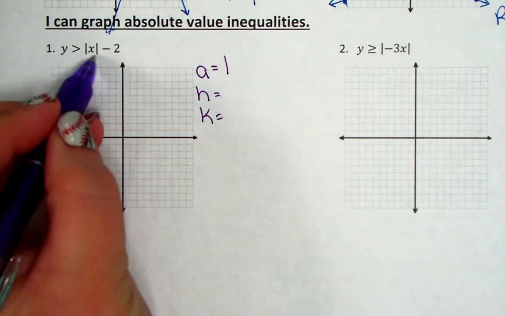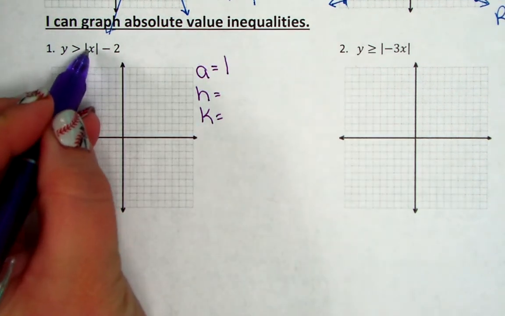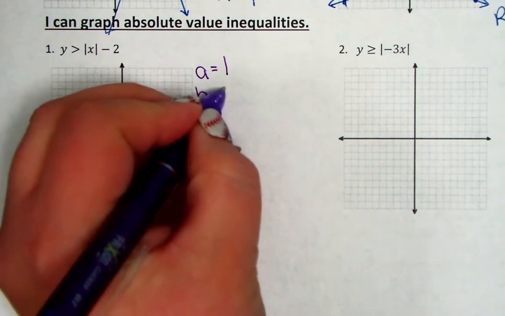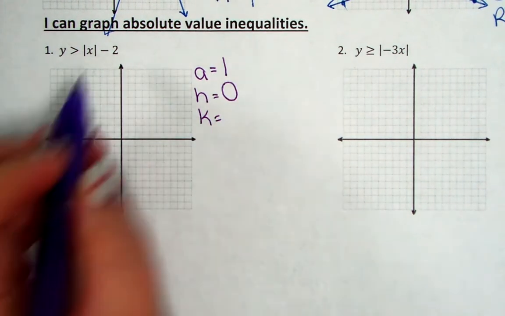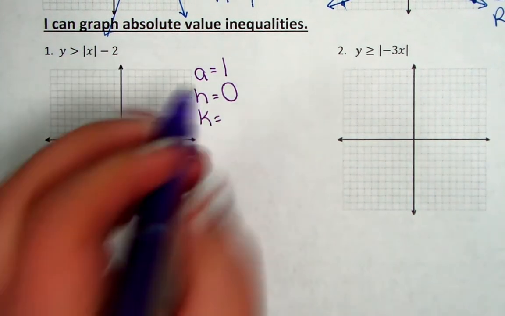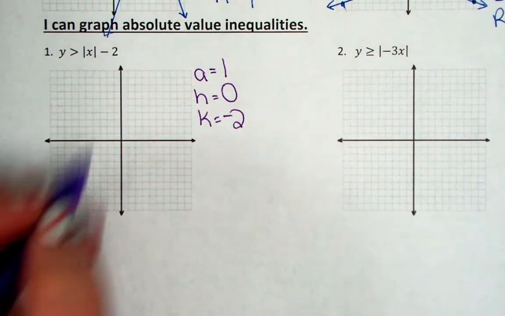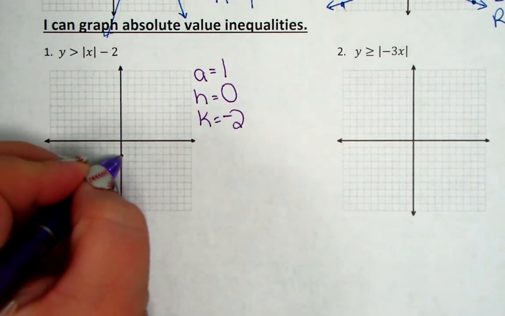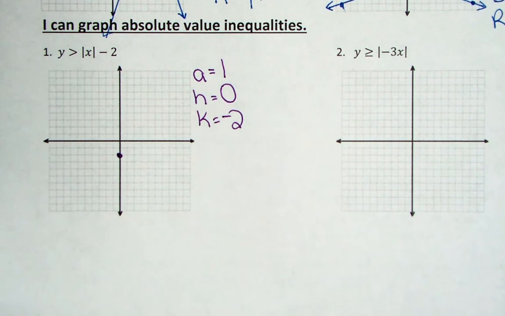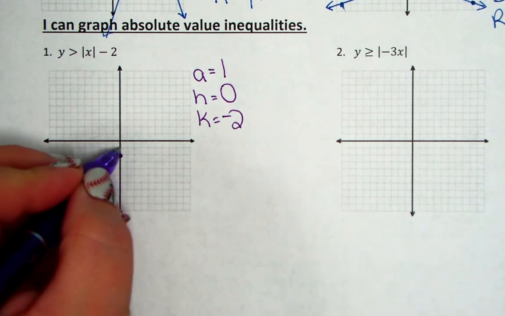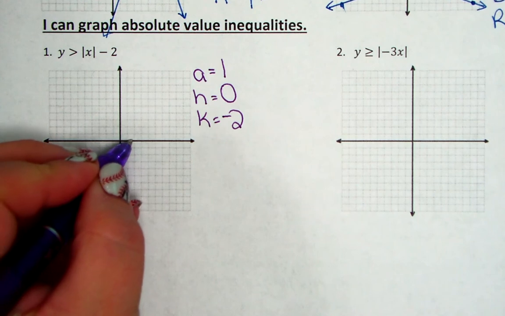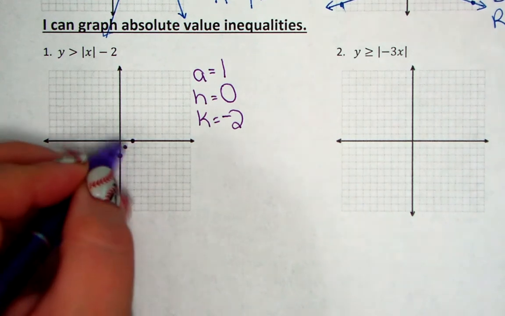H, since there's nothing added or subtracted inside of the absolute value, it will stay as a 0. And K will be the -2 outside of the absolute value. This means that I'm going to have a point at 0, -2 to start us off. I'm going to move from that point by going up 1, right 1, up 1, right 1, all the way across.